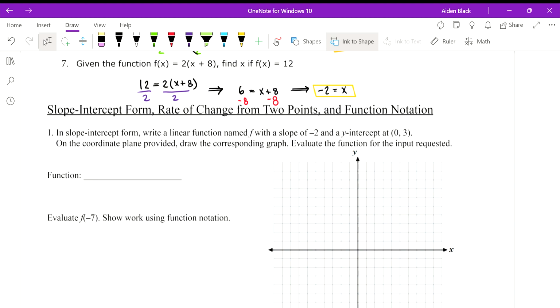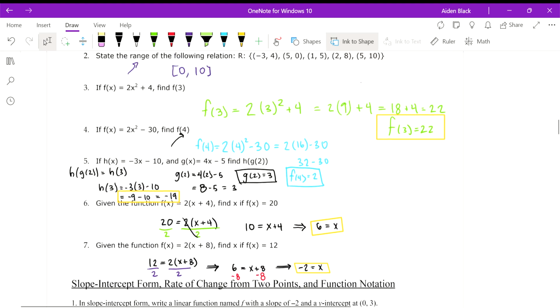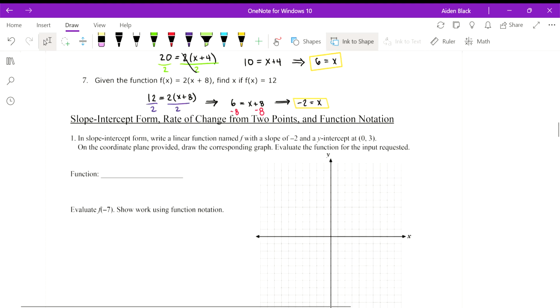Alright, we'll end right there on page 7 at the bottom here.